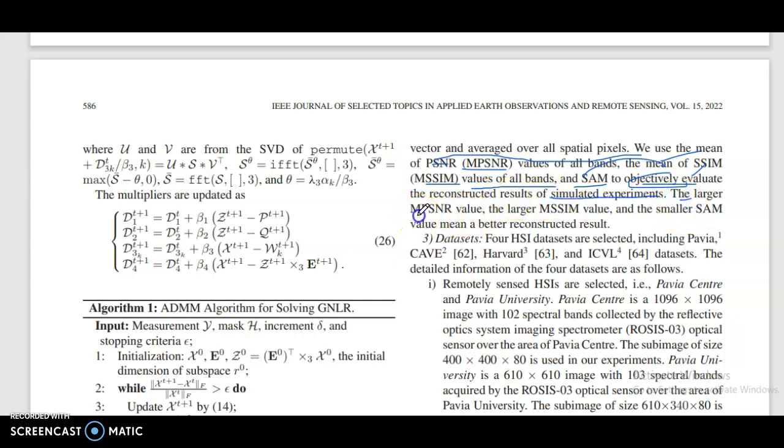The larger the MPSNR value, the larger the MSSIM value, and the smaller the SAM value, the better the reconstructed result. Once again, the larger MPSNR value, the larger MSSIM value, and the smaller SAM value mean a better reconstructed result.